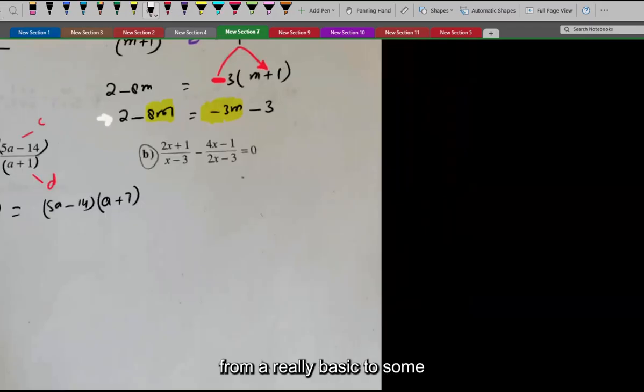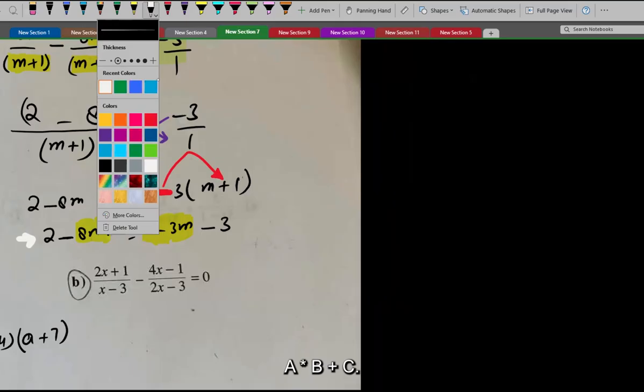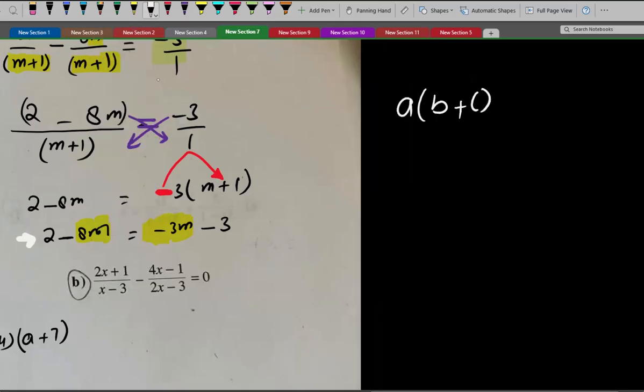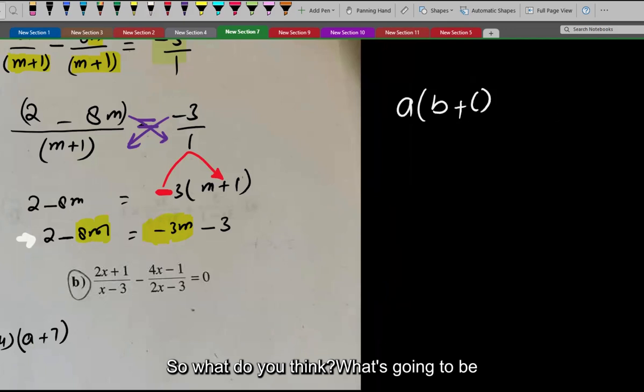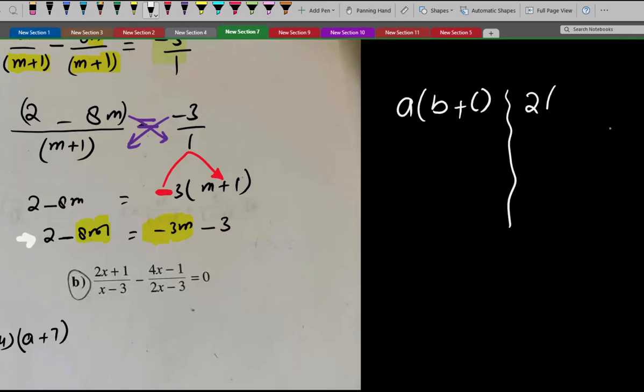I will try to start from a really basic to some complex example. So if I have a times b plus c, what do you think? What's going to be the simplified form? AB plus AC. Perfect. So in other words, if I have 2 times x plus 3, it's going to be 2x plus 6, right? Yeah. Okay.